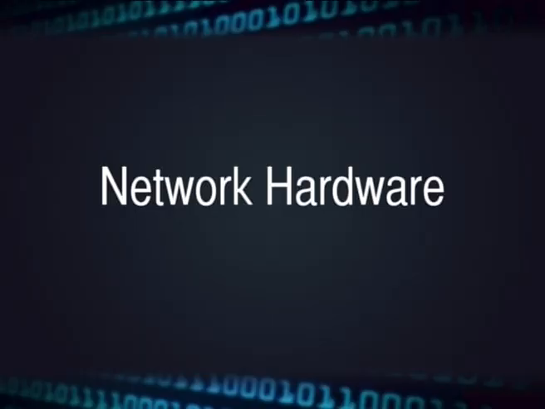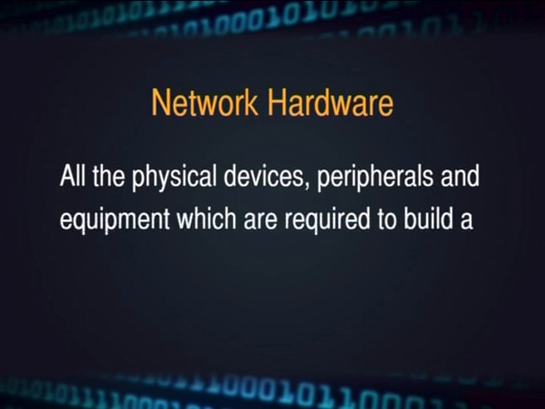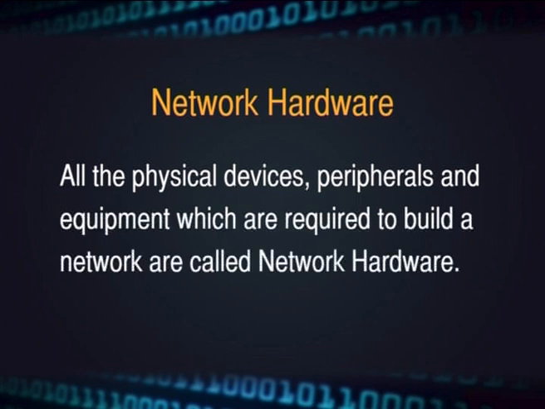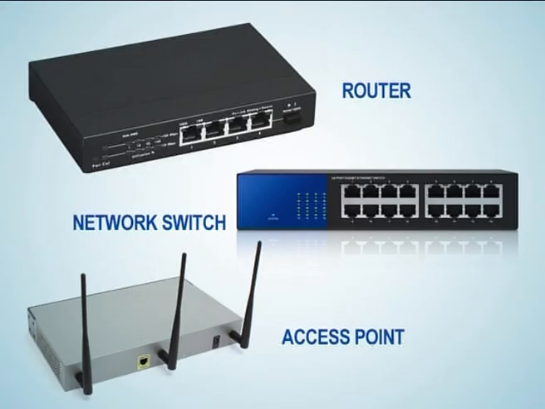Once the physical connection is made, it is up to the network software to manage communication between the workstations in the network. Finally, we have the network hardware. All the physical devices, peripherals, and equipment which are required to build a network are called network hardware. For example, workstation, modem, router, network switch, access point, etc.